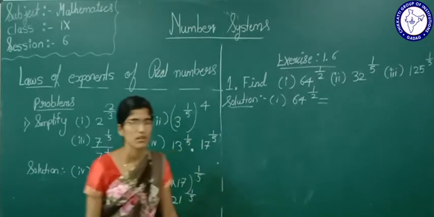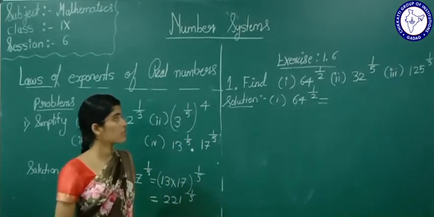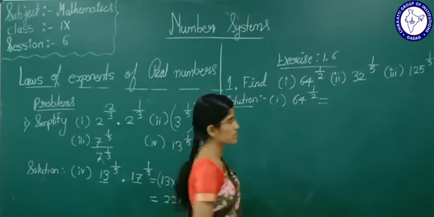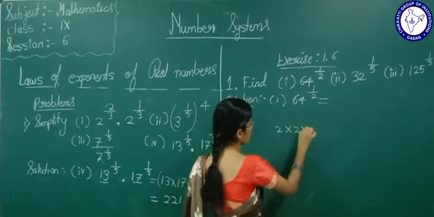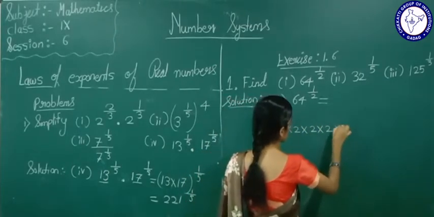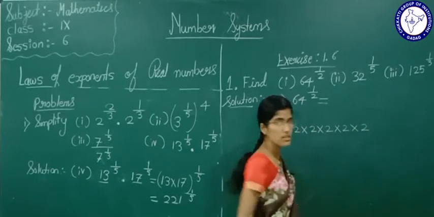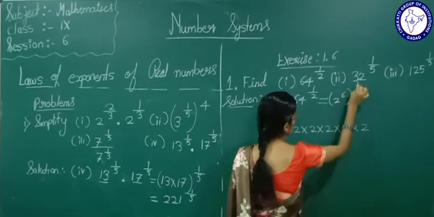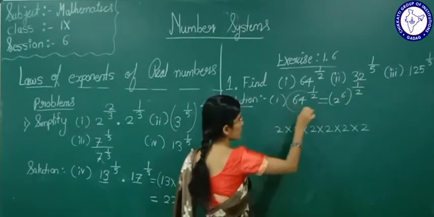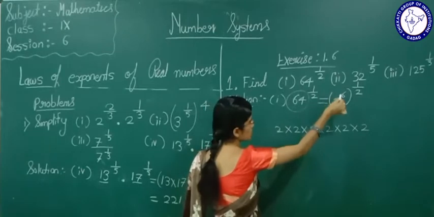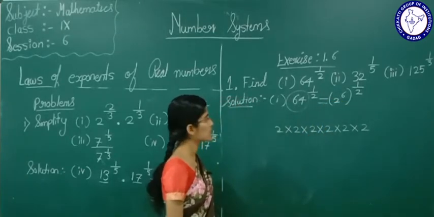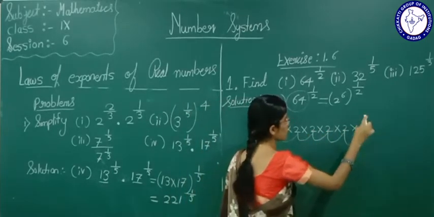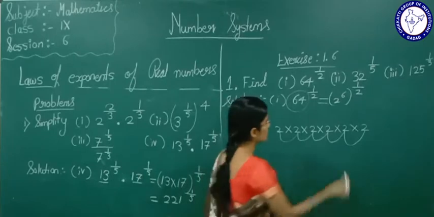See here, they told us to find 64 raised to 1 by 2. Now 64 can be written as: 2 2s are 4, 4 2s are 8, 8 2s are 16, 16 2s are 32, 32 2s are 64. So (2 raised to 6) raised to 1 by 2. Yes or no? 64 can be written as 2 raised to 6. 2 raised to 6 is nothing but 64.